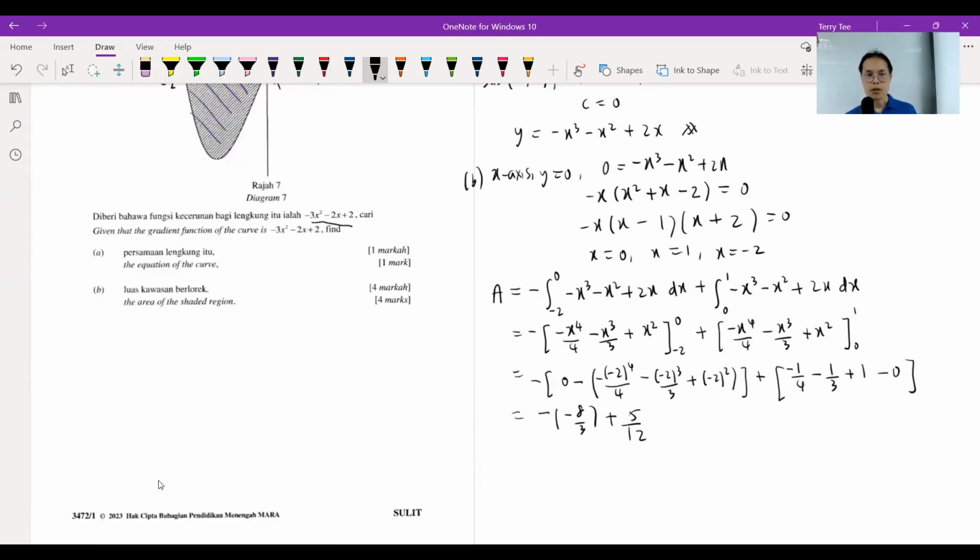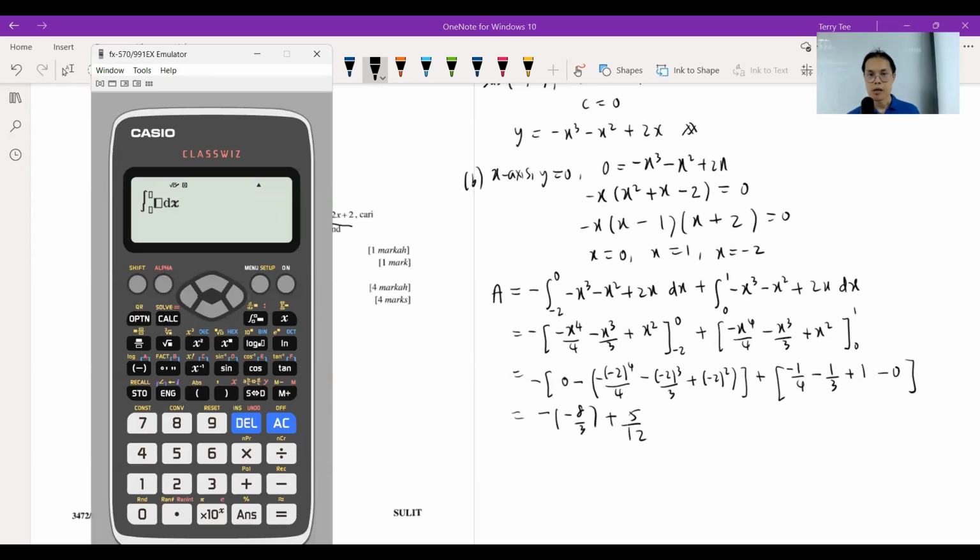Okay, there's one shortcut. You can use your calculator to integrate. Type in negative x power 3, right, minus x power 2 plus 2x. Lower limit is minus 2. Upper limit is 0. You see, this one is correct, negative 8 over 3. Then you change your limit here to 1, this part here to 0. There you go. 5 over 12.